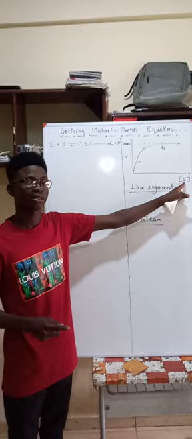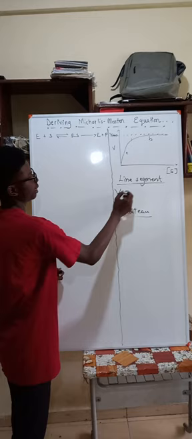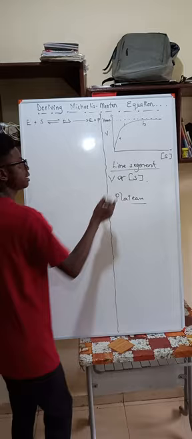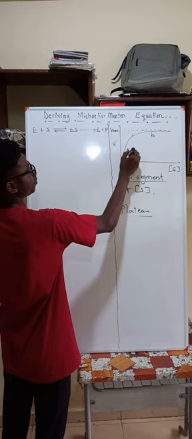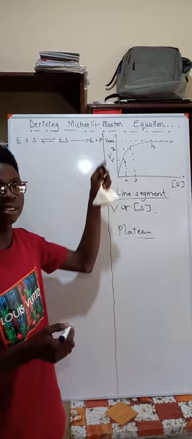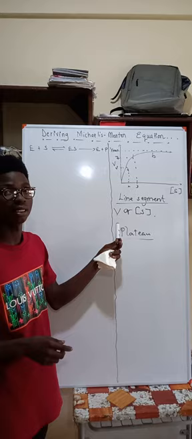we have substrate concentration. Now, you can see that on the line segment, the rate is directly proportional to the substrate concentration. What do I mean by that? As we increase the substrate from this side, you can see that there is an increase in the rate. So let's say if the substrate here is 2 and here is 3, going up and tracing the rate, let's say here is 4. When you go to 3 and you trace it, here will be like 7. So you can see an increase in substrate brings about an increase in the rate. So that's what the line segment is depicting.